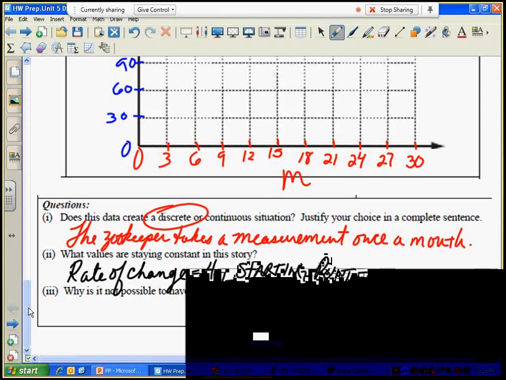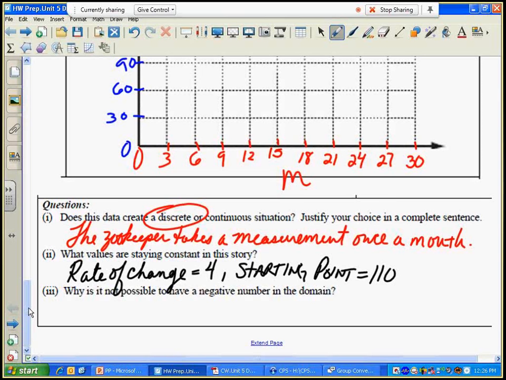Okay? Why is it not possible to have a negative number in the domain? Okay, first of all, you've got to remember what domain means. It's talking about all of your x values. So why aren't we talking about negative values for m here? Okay, well, if we're talking about negative values for m, we're talking about before the giraffe was born. So it doesn't make any sense. So that's what we need to write. That would be before the giraffe was born.